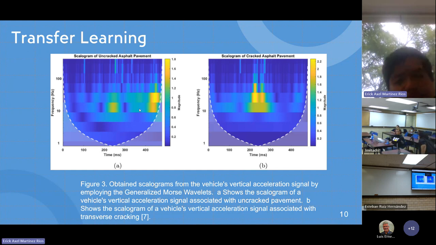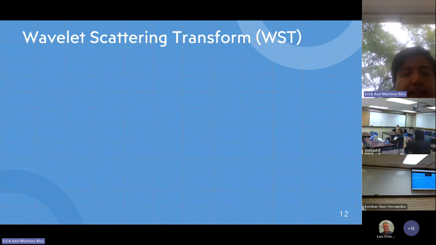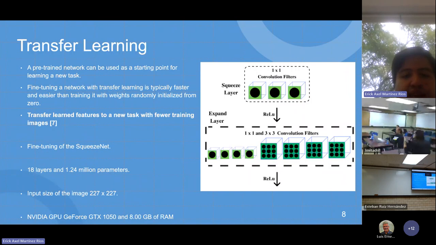So what we did was basically to generate these images or these scalograms and save them in the computer. And when we had them in the computer, what we did later was to resample these scalograms to have a size of 227 times 227 in order to input them into the SqueezeNet, because the neural network requires that dimension in order to fine-tune it.